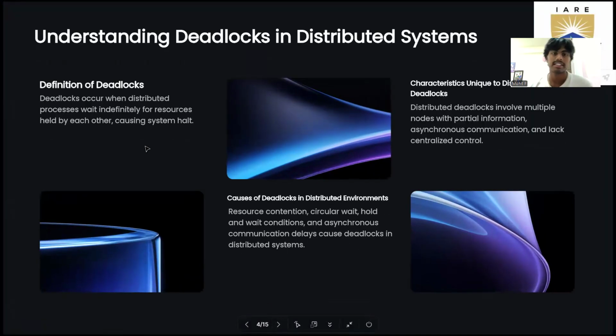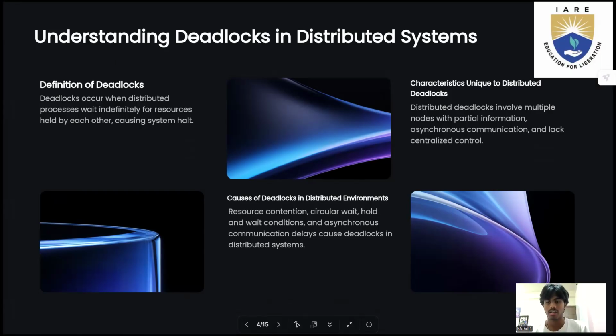So we have understanding deadlocks in distributed systems. Definition of deadlocks: deadlocks occur when distributed processes wait indefinitely for resources held by each other, causing system halt. This is almost similar to batch processing, where each batch has to wait until the previous batch has been completely executed.